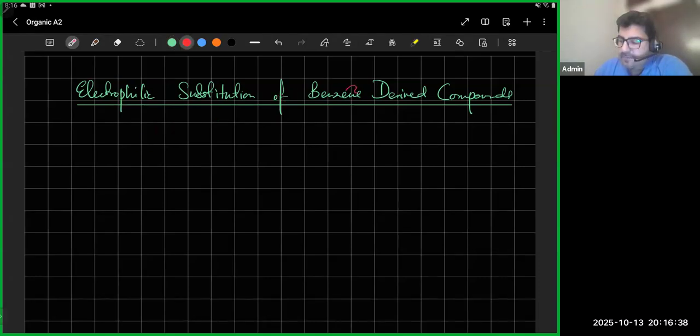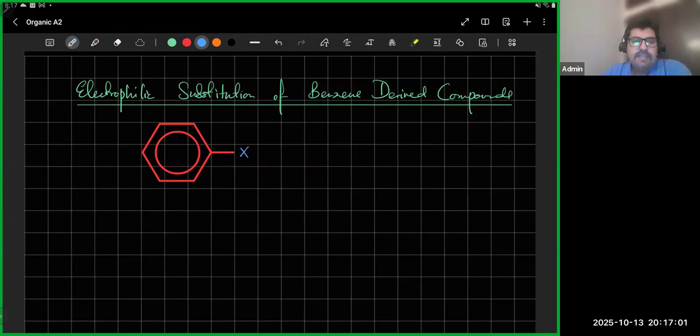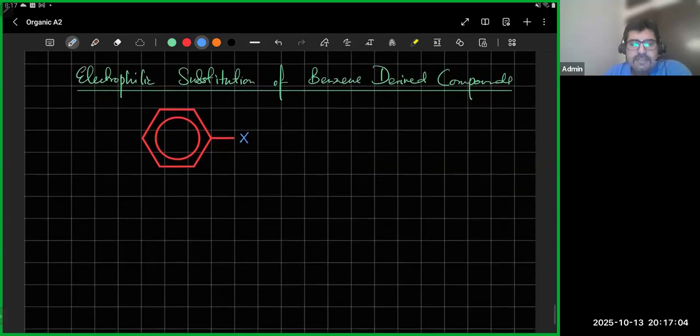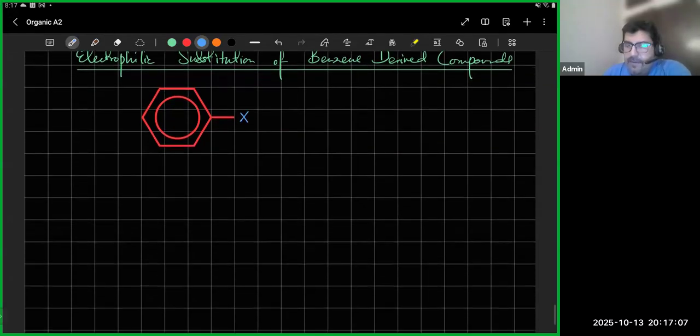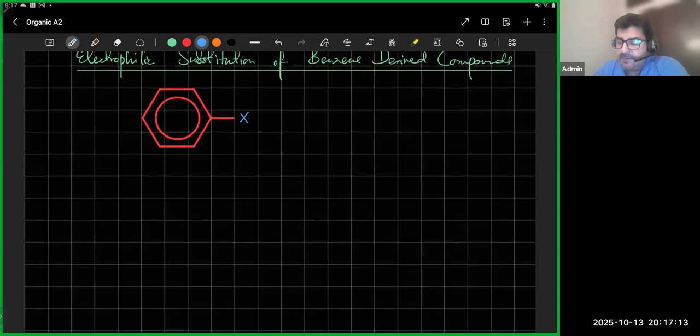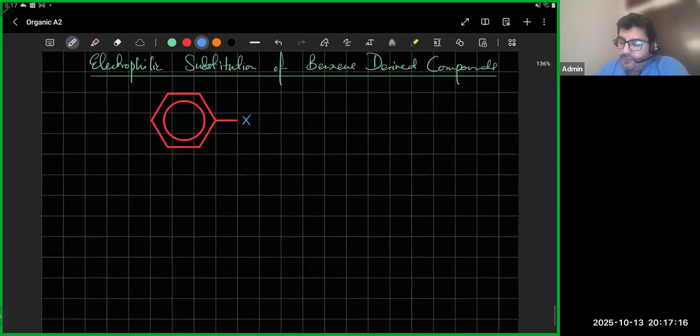Here is the benzene electron cloud, and there's going to be some group, let's say X, attached over here. This X could be anything. The first thing is this X could be an alkyl chain. They're categorized into two different groups, these benzene derivative compounds. There are 2,4 directing groups, which I'm going to explain later. What are 2,4 directing groups?